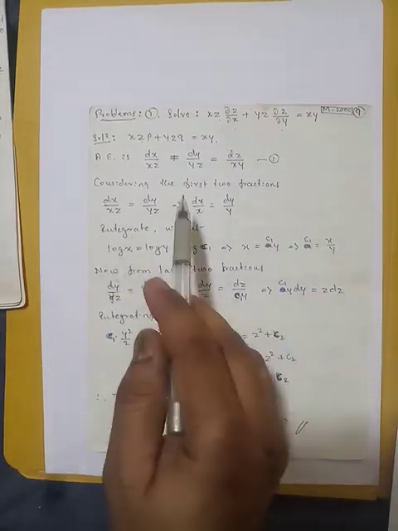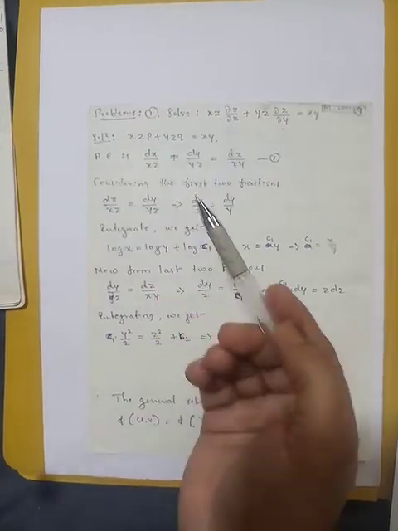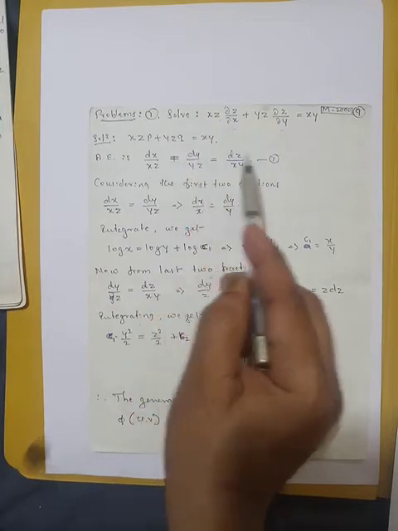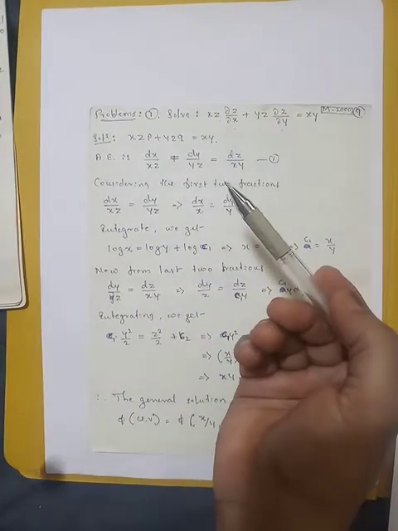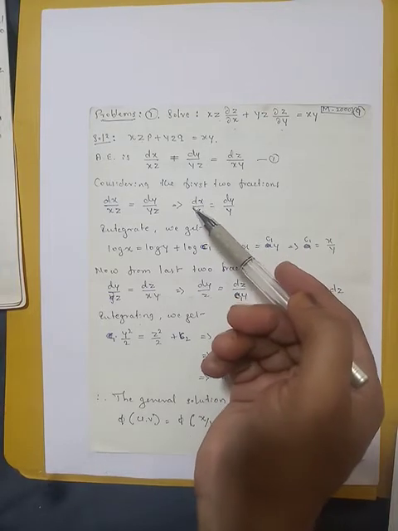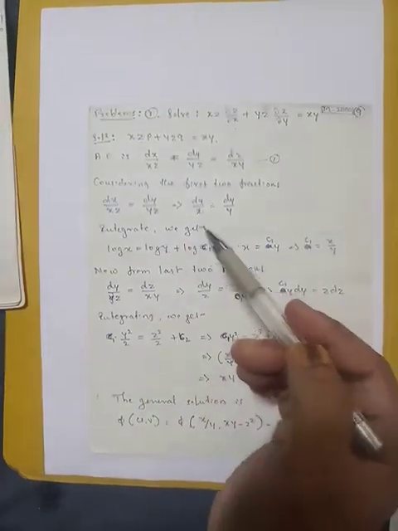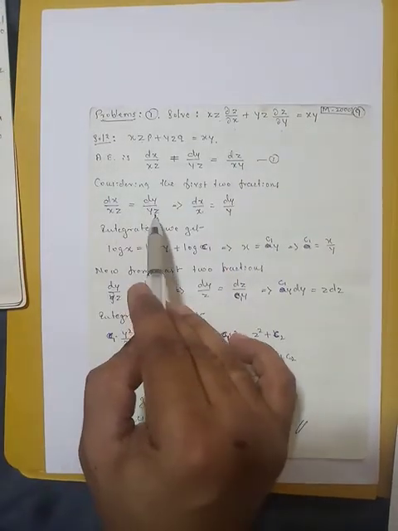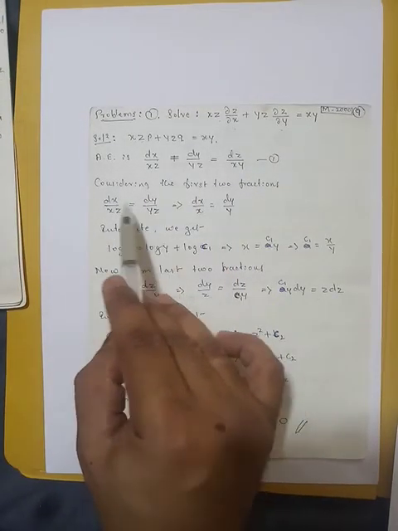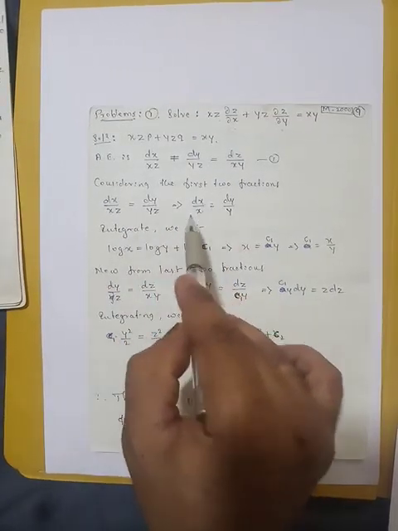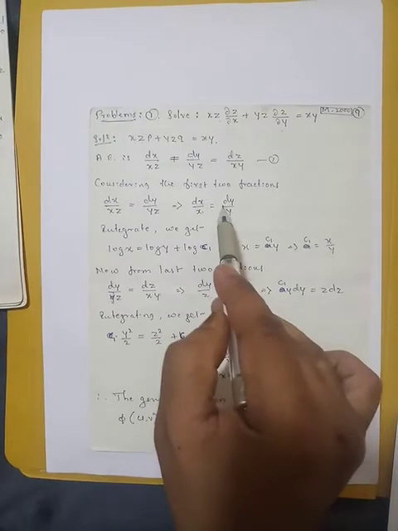Now, choosing the fractions depends. It is not necessary that you always choose the first two fractions and then the last two fractions. It is not like that. You can choose any two fractions such that we can easily separate the variables. Now here, by choosing the first two fractions, z we can cancel, right? So we have dx and dy, having only x and y, right? So this is in the standard form.